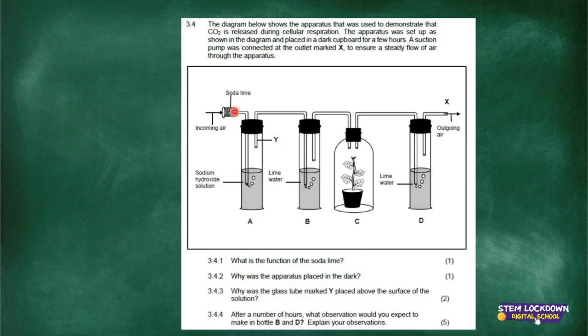And yeah, the diagram below shows the apparatus that was used to demonstrate that CO2 is released during cellular respiration. The apparatus was set up as shown in the diagram and placed in a dark cupboard for a few hours. A suction pump was connected at the outlet marked X. So guys, don't mind that cellular respiration, okay? Take it as photosynthesis, because that is what we are dealing with now. In a way they are similar, but just read cellular respiration as photosynthesis. And answer the questions which are below.